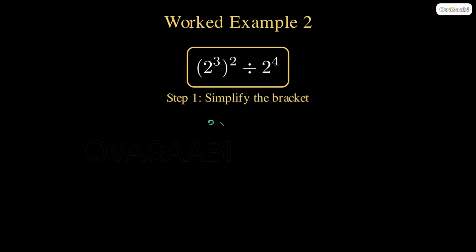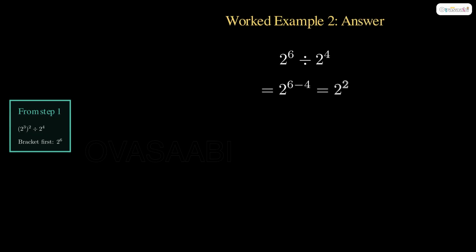Worked example 2. Simplify 2 cubed all squared divided by 2 to the 4. First tackle the bracket. Power of a power, so multiply. 3 times 2 equals 6. Now we have 2 to the 6 divided by 2 to the 4, same base, so subtract the powers. 6 minus 4 is 2, so 2 squared equals 4. Done.